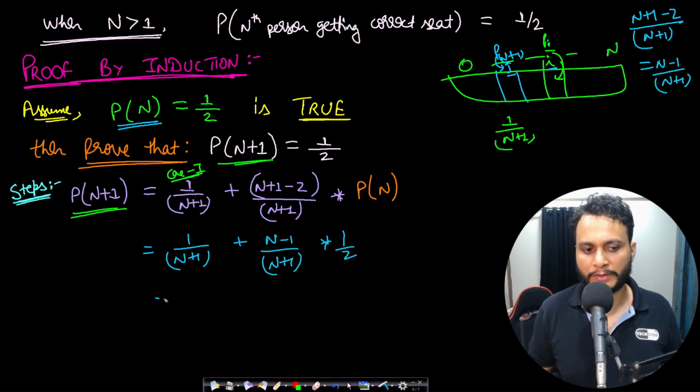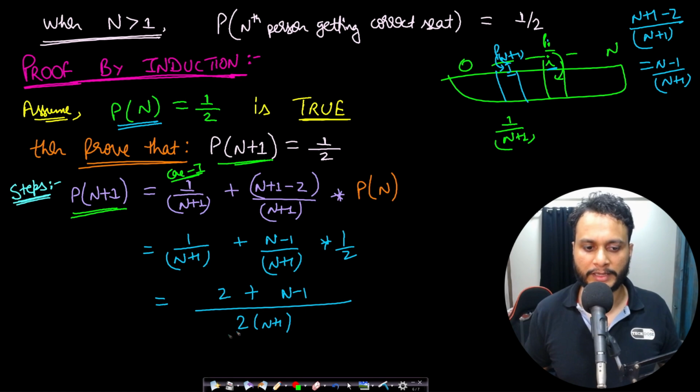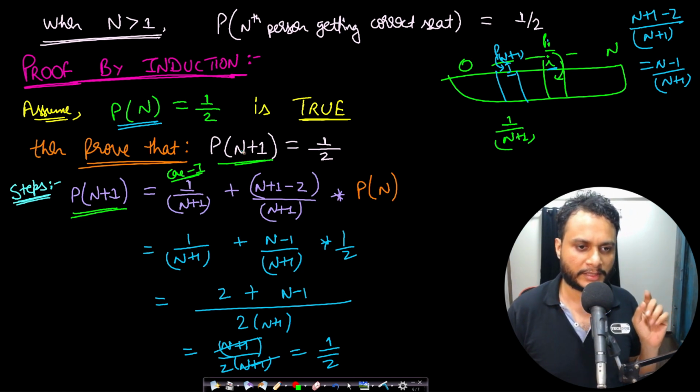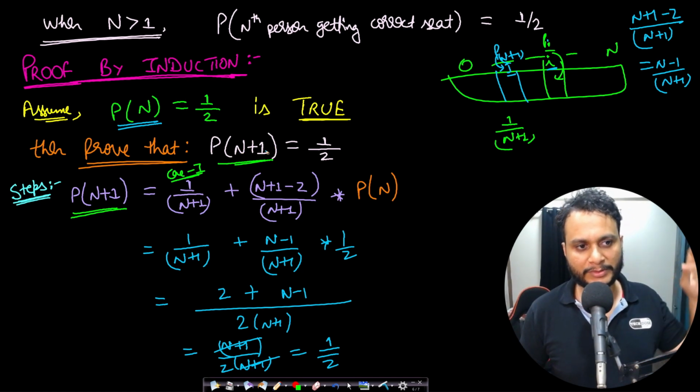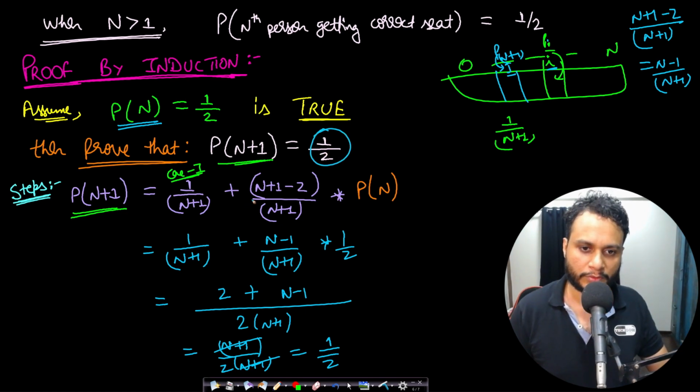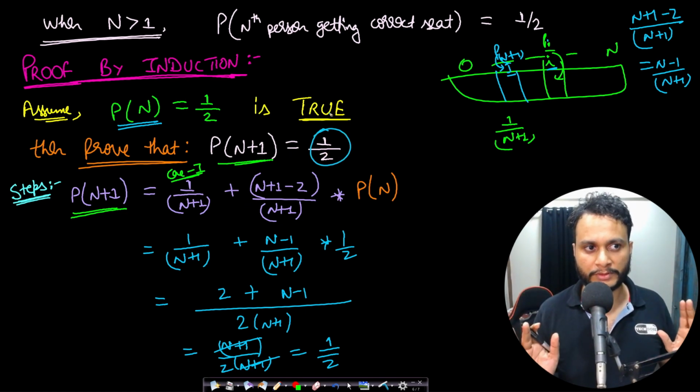Okay, now if you take the LCM, then it will be 2 times n plus 1 in the denominator, and the numerator will be 2 plus n minus 1, which equals n plus 1 by 2 times n plus 1. You know this n plus 1 will get cancelled out, and this will be 1 by 2. So we have proved that P of n plus 1, that means even if we have n plus 1 passengers with n plus 1 seats, we get the same probability of 1 by 2. So we have proved the entire hypothesis by using proof by induction.